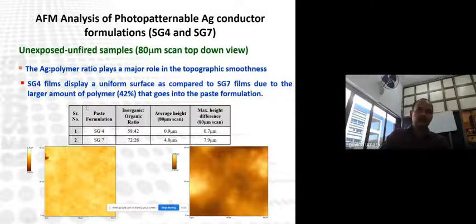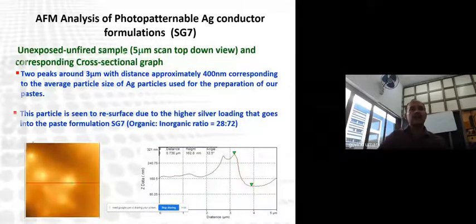SG4 film displays a uniform surface as compared to SG7 due to the large amount of polymer, that is 42%, that goes into the paste formulation. And when we see the unexposed, unfired sample with a high resolution 5 micron scan, what we observe are two peaks around 3 micron with a distinct approximation of 400 nanometer, corresponding to the average particle size of the silver particle used during the preparation of the paste.